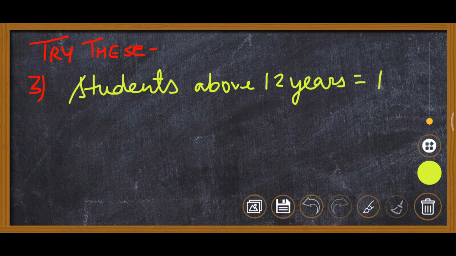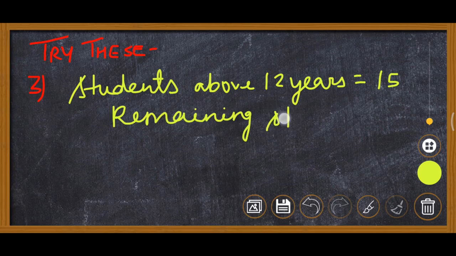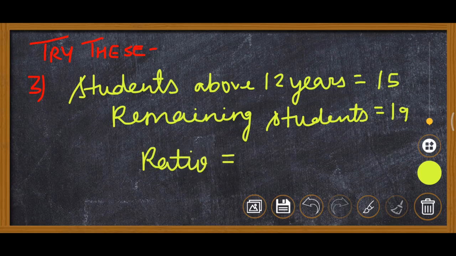Total 15 students are there who are above 12 years. Now remaining students in class are 19. So total ratio is 15 upon 19. So 15 ratio 19.